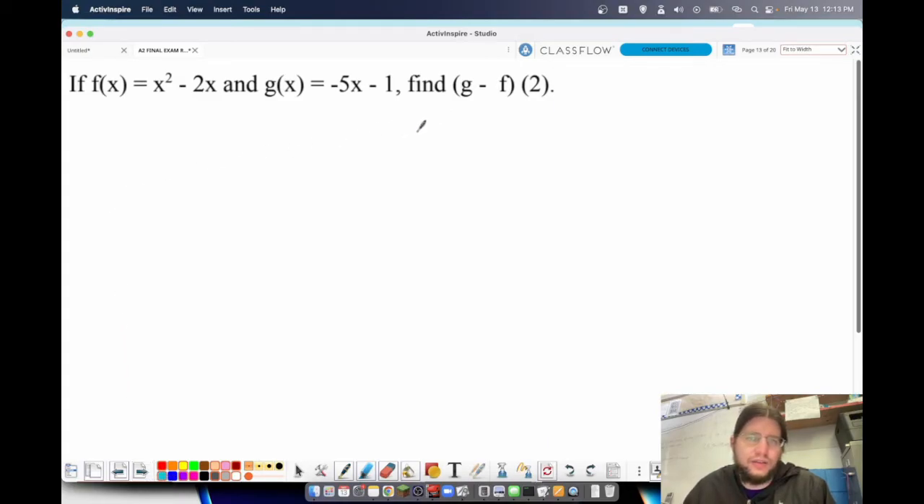All right. Function operation. So it says g minus f of 2. Easiest way to do that, find g of 2. Negative 5 times 2 minus 1. That's negative 11. Just type it in the calculator.